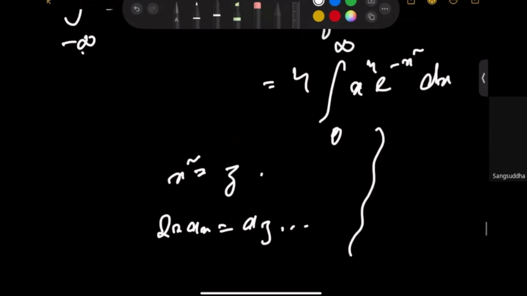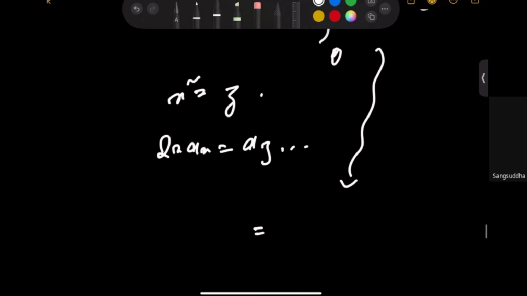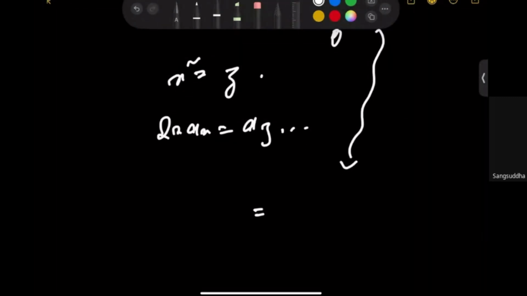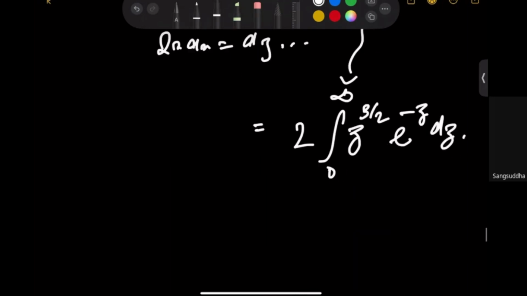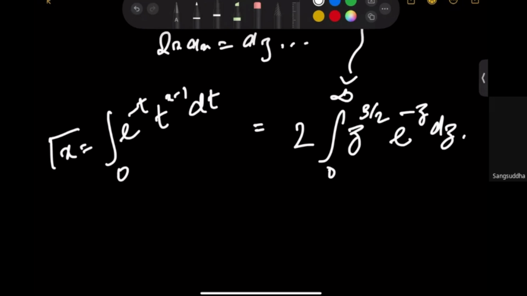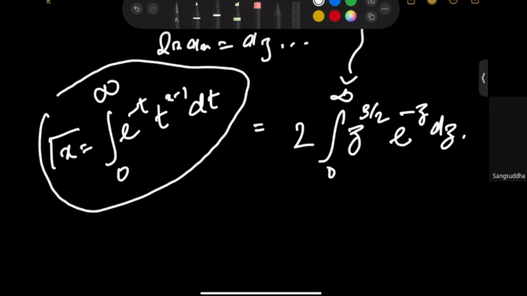So this one will become, I think, 2 times the integral from 0 to infinity of z to the power 3 by 2 e to the power minus z dz. And if you recall, gamma of x is the integral of e to the power minus t, t to the power x minus 1 dt. Is it correct what I'm writing? If it's wrong, please point out. Is the definition of gamma x correct? Yes, I think it's correct.